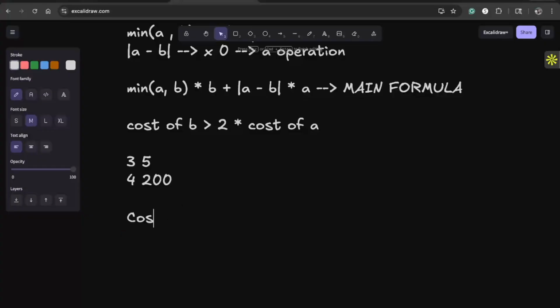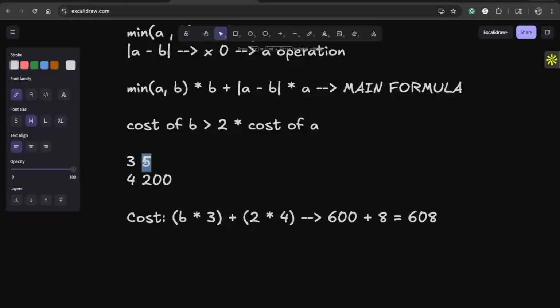Let's calculate the cost here. So cost will be b times 3 for the first part, and then we'll add the difference, which is 2 between 3 and 5, times 4. As you can see, this is an incredibly expensive solution, because when we calculate, this is essentially 600 plus 8, so that's 608.